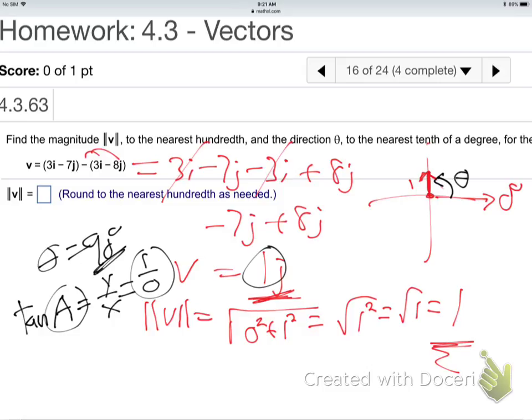Guys with me? Tangent of A is 1 over 0. Guys, got your calculators? Can you make that happen? No. You go 1 over 0, it's going to say error. It's not going to let you go on from there and hit tangent inverse.